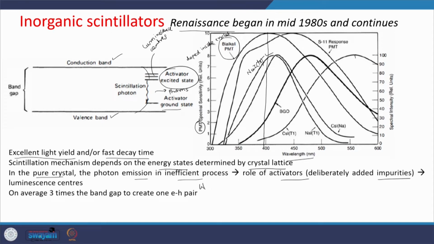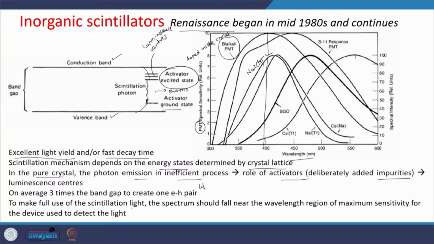Remaining energy goes into the non-transitional processes. So, that is the reason we see the W value of inorganic scintillators is much higher than the semiconductor detector, and it is of the order of W value in the case of ionization chambers.